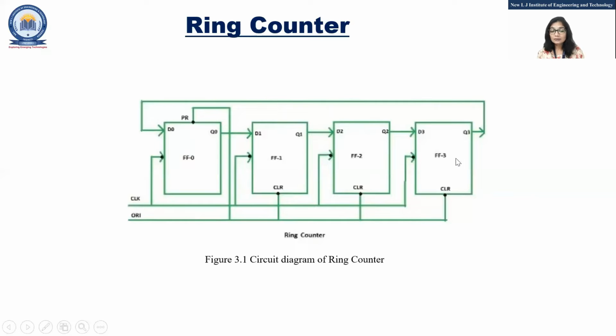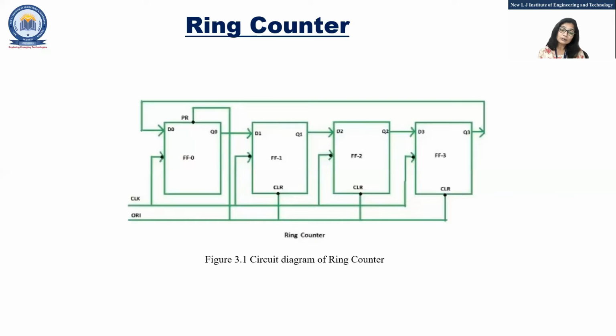Now what happened in the fourth clock pulse? In the fourth clock pulse, this 1 is shifted here to D3. So D3 is 1, and Q3 will also be 1. But in the previous case, in the third clock pulse, Q3 was 0, so this 0 was applied here. So in the fourth clock pulse, we are getting 0, 0, 0, 1.